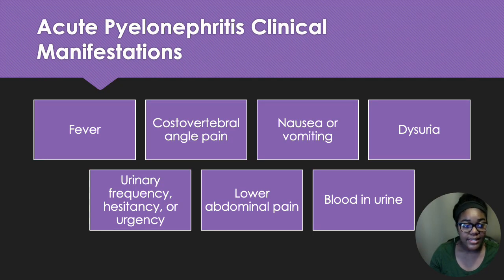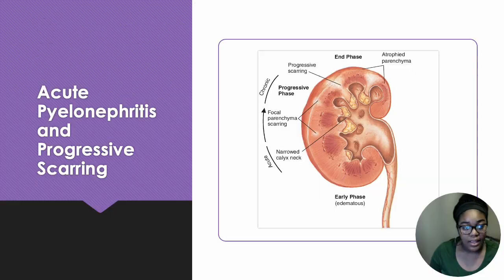The clinical manifestations include fever, costovertebral angle pain, nausea or vomiting, dysuria, urinary frequency, hesitancy or urgency, lower abdominal pain, or blood in the urine. And that costovertebral angle pain is right at the level of where your kidneys would be placed. So if you have that pain and it radiates, they normally call it flank pain too, but if it's there, then chances are that your kidneys are infected with this bacteria.